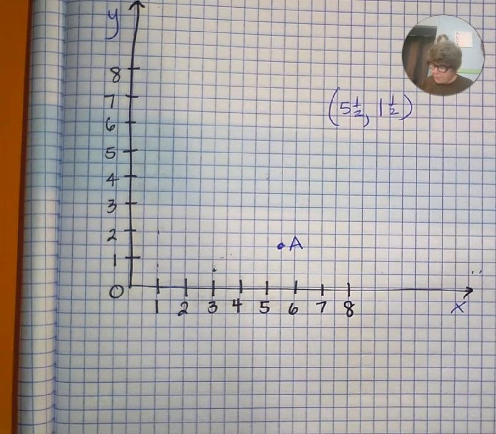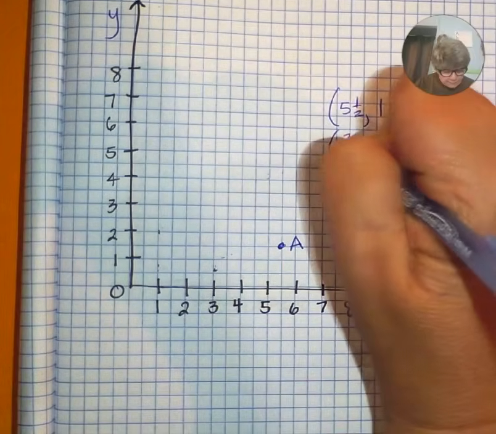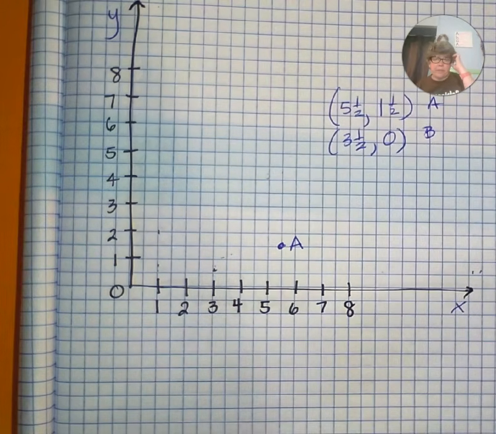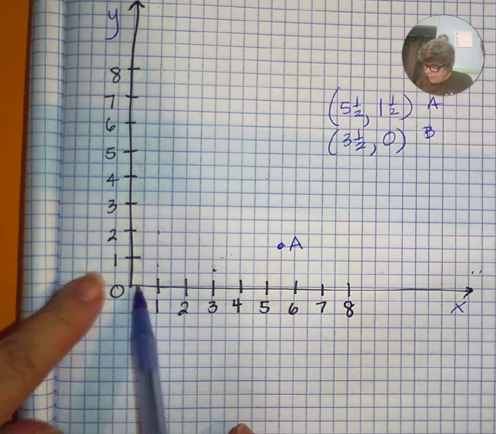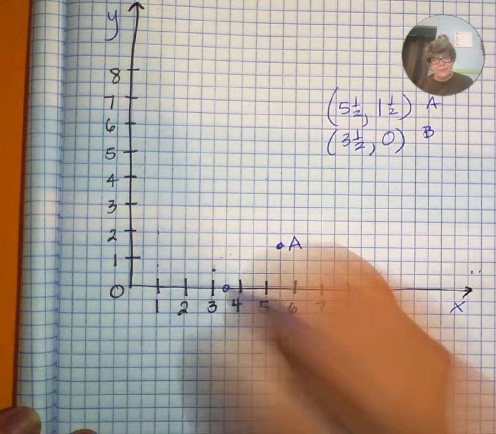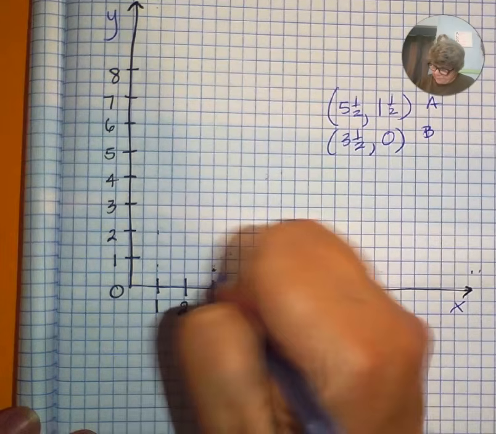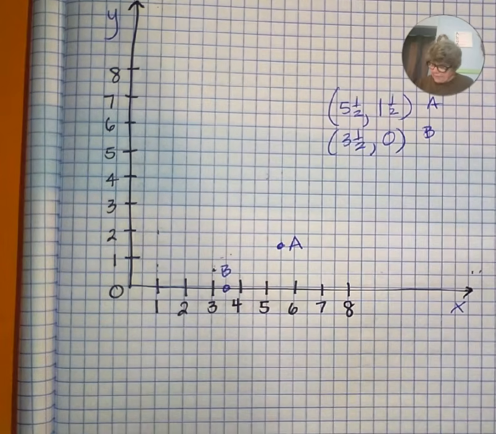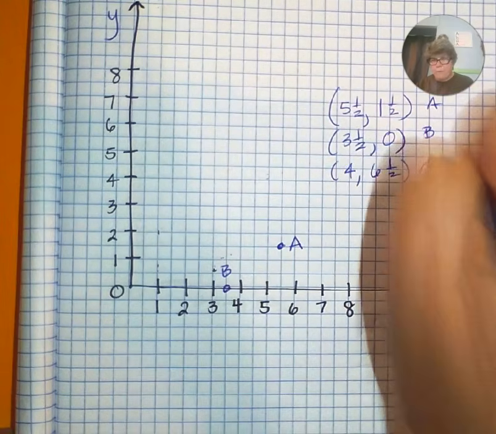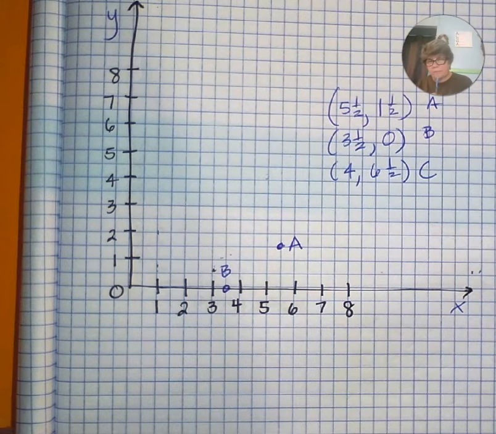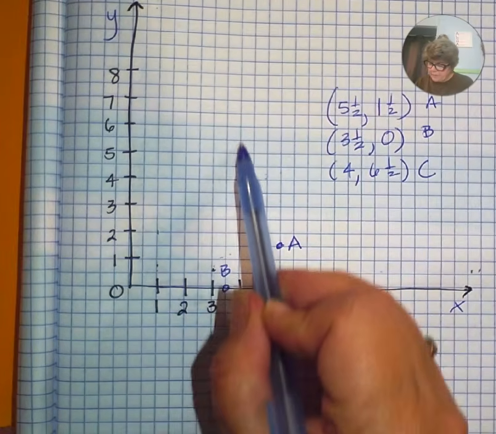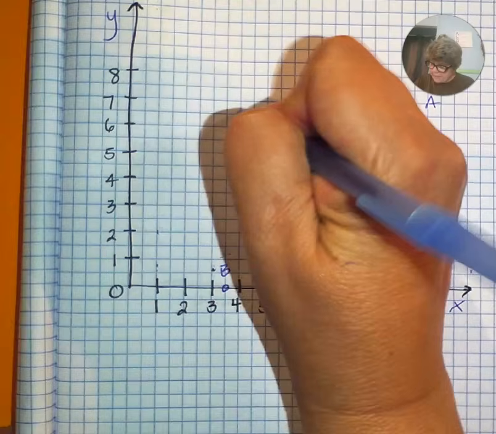And how about B? B is going to be 3.5, 0. 3.5, 0. Go ahead and plot that. 3.5, 0. We're going to stay right there. Very good, and that is B. How about C? 4, 6.5. 4, 6.5. Can you plot that? 4, 6.5. C.